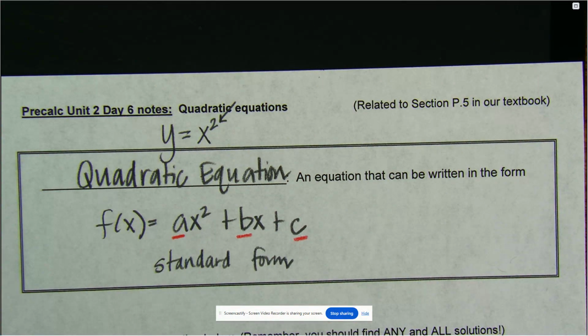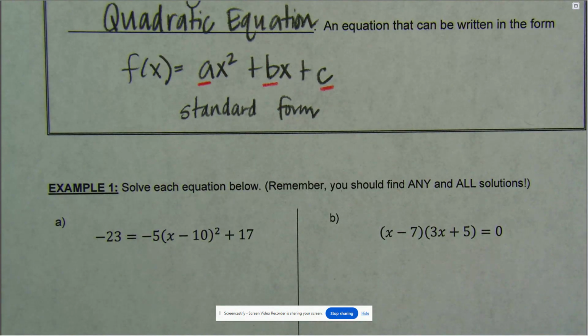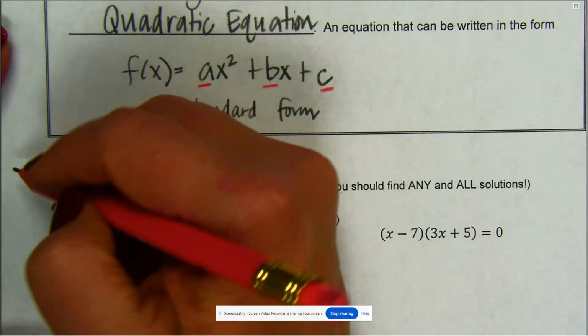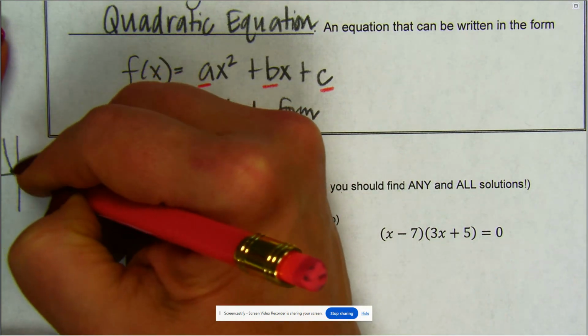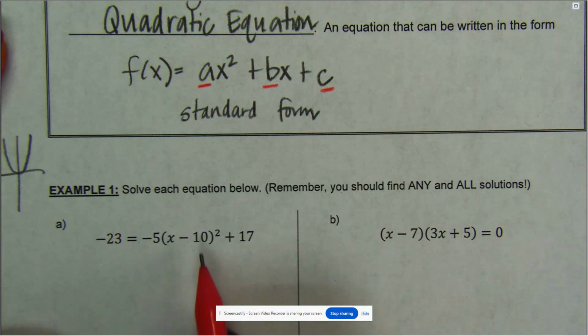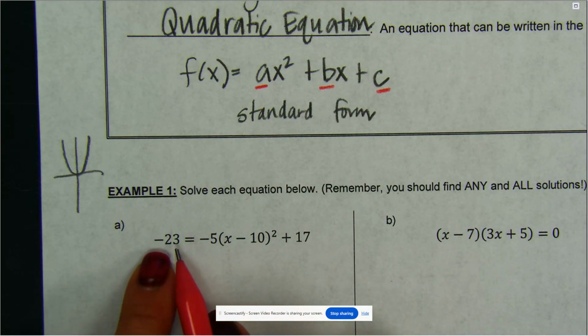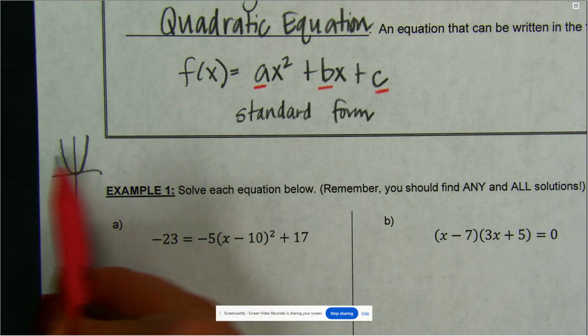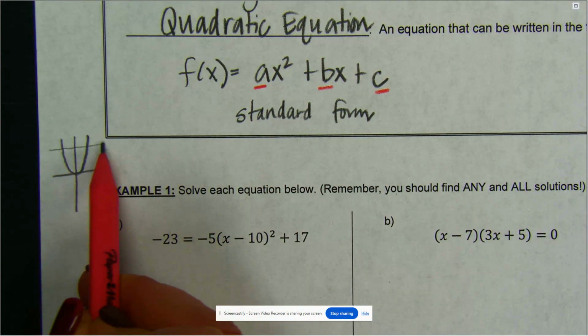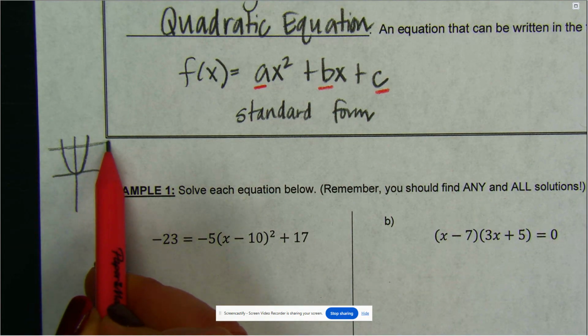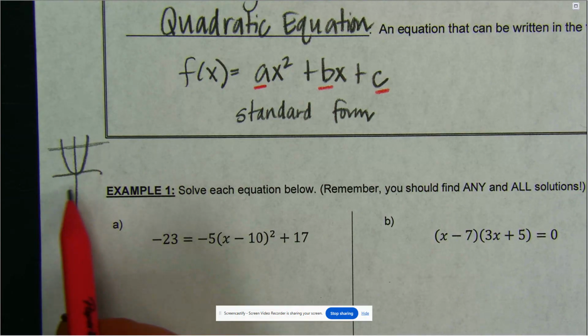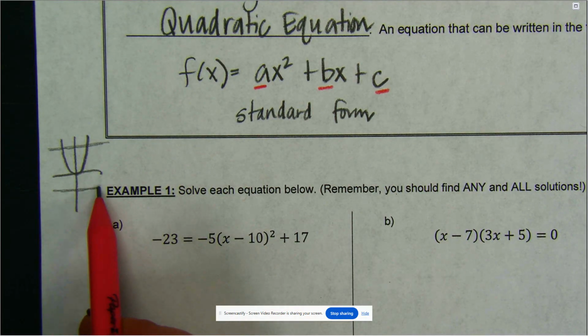Tomorrow we're going to look at the forms a little bit closer. Today we're going to talk about how we solve them. So example 1 says solve each equation below. Remember, you should find any and all solutions. Let's not forget a quadratic looks like this. Depending on how it's been manipulated and what number it runs into, it might have two solutions, it might have just one solution, and it's possible it has no solutions.